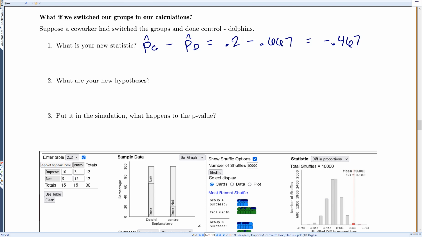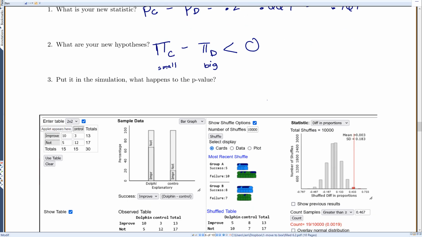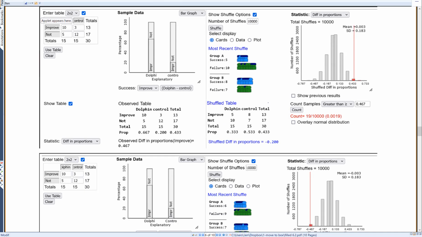If you think about that, that's very similar to what we had before. I just switched to a negative, right? But the number's the same. Let's see, what are our new hypotheses? So now I would do pi for my population proportion for control minus pi population proportion for dolphins. This one is supposed to be smaller. The dolphins are supposed to be bigger. And if we do a small number minus a big number, that should be less than 0. And let's put it in our simulation and see what happens with the p-value.